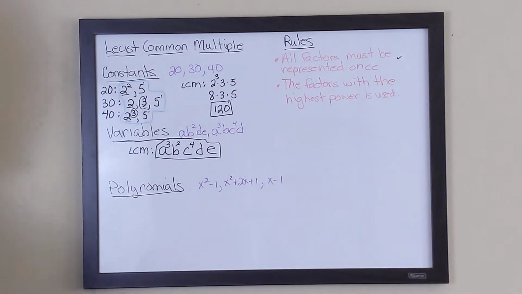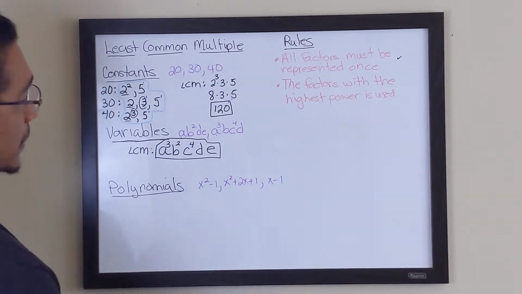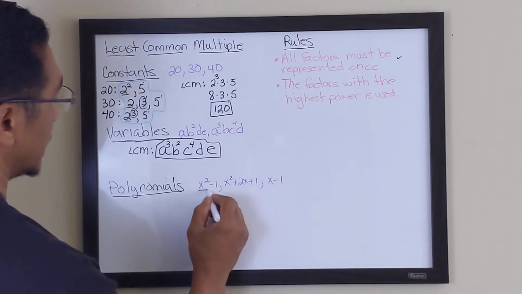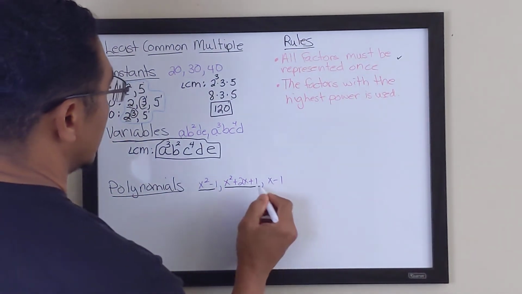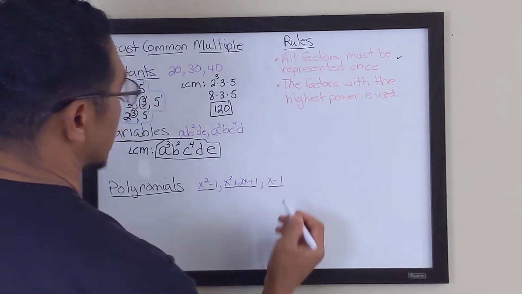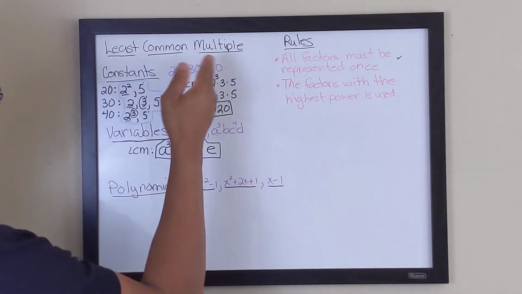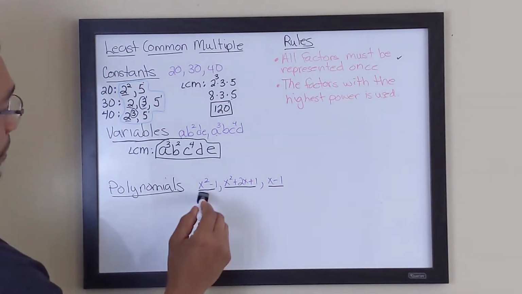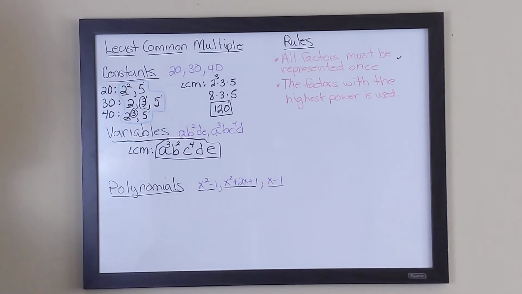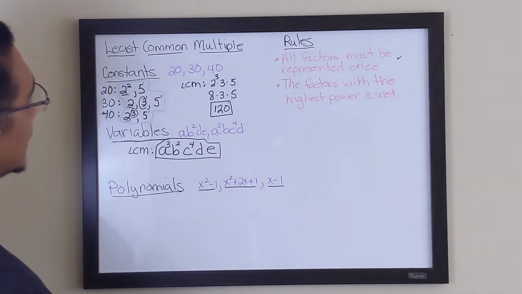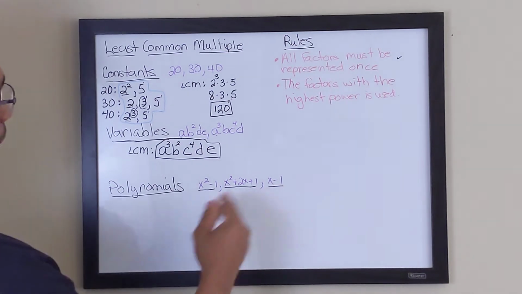So now let's move on to polynomials. Suppose you have fractions where these are your denominators: x squared minus 1, x squared plus 2x plus 1, and x minus 1. Before we can actually find the least common multiple of this one, we have to break them down like we broke down these numbers up here. To break these down, we're going to use factoring. There are different factoring methods, and they're called different things, but the concept is still the same.